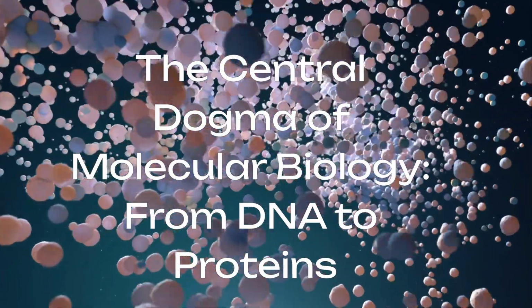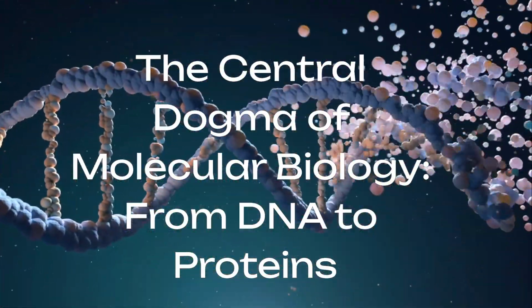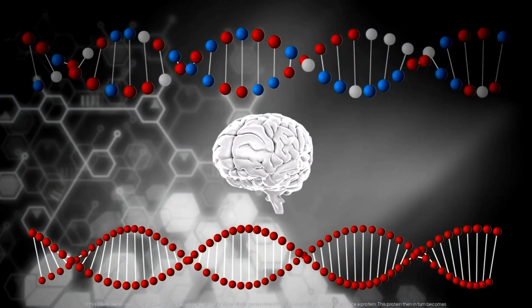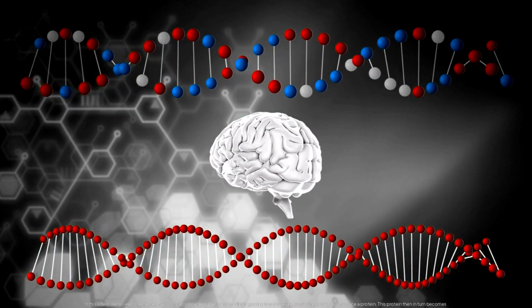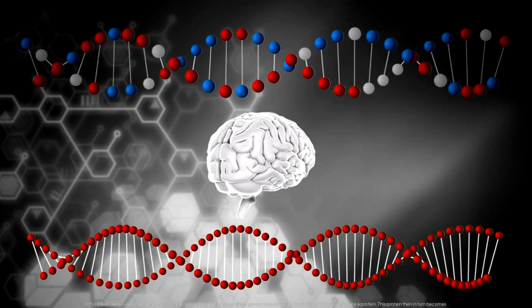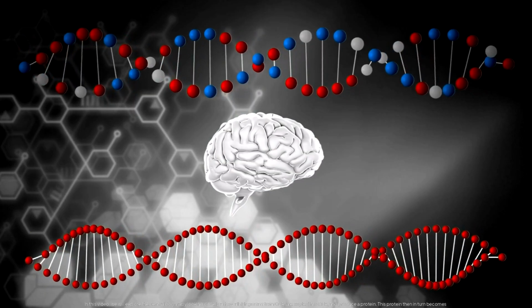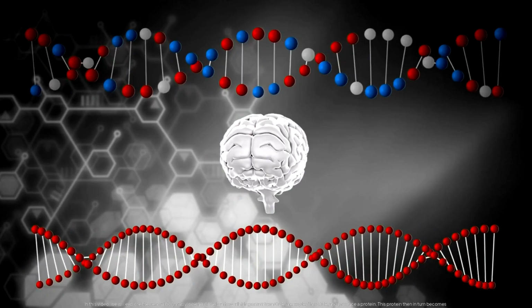The central dogma of molecular biology, from DNA to proteins. In this video, we will explore the central dogma by looking closely at how all things start from DNA, are copied into RNA, and produce a protein. This protein then in turn becomes some sort of expression tool, showing a trait, performing a function, or something else.